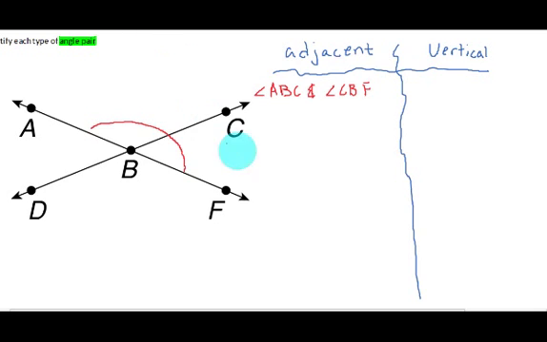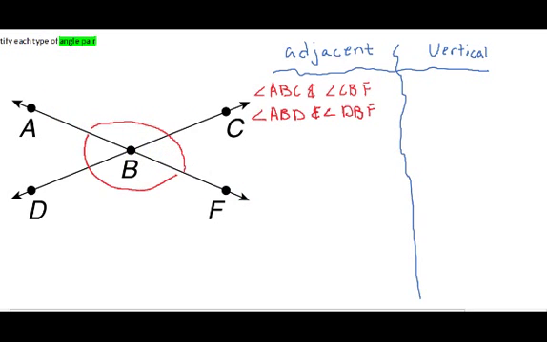Okay, so another pair of adjacent angles are on the opposite side of this line. So angles ABD and angles DBF. Cool, so I've taken care of the angles along line AF.